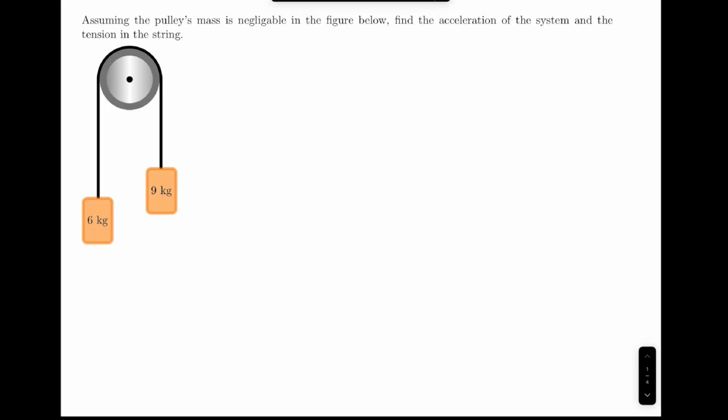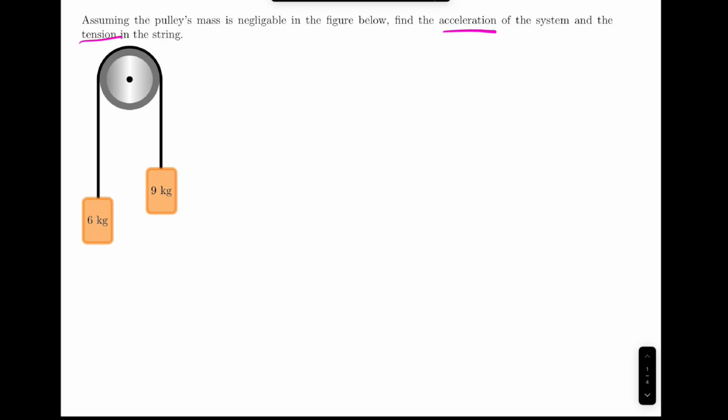All right, today we're going over a classic problem in a first-year physics class. It's called the Atwood Machine problem. All right, let's read the statement. Assuming that the pulley's mass is negligible, in the figure below, find the acceleration. We want the acceleration, and we also want the tension in the string.